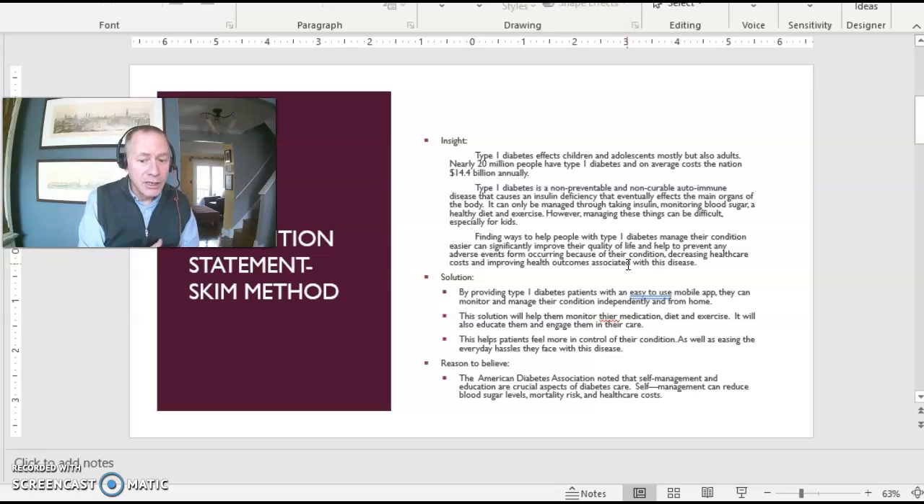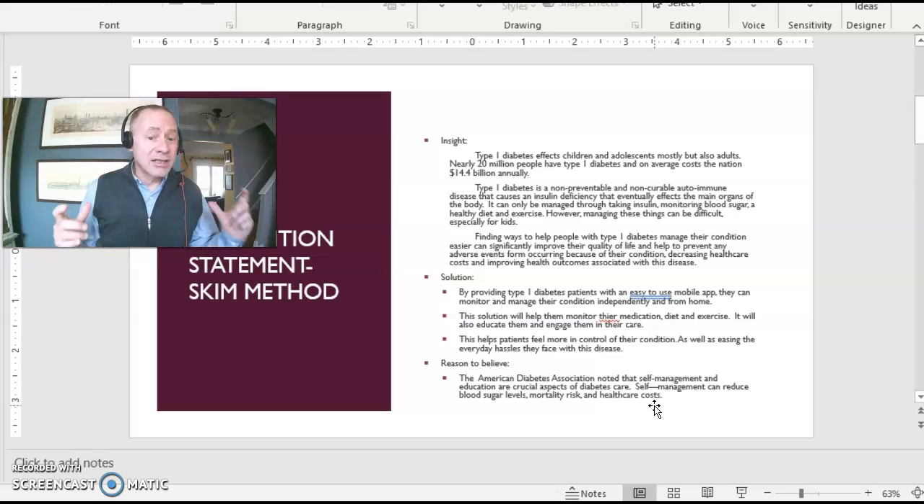Maybe it's a physician. Then the solution is a little more focused. It's a solution to help monitor medication, diet, and exercise. So this isn't too bad. It's pretty good in terms of how a solution should be formulated. Then for the reason to believe, here you're talking about self-management: how good is self-management in terms of helping people with type 1 diabetes? But it's really not a reason to believe in the solution itself.